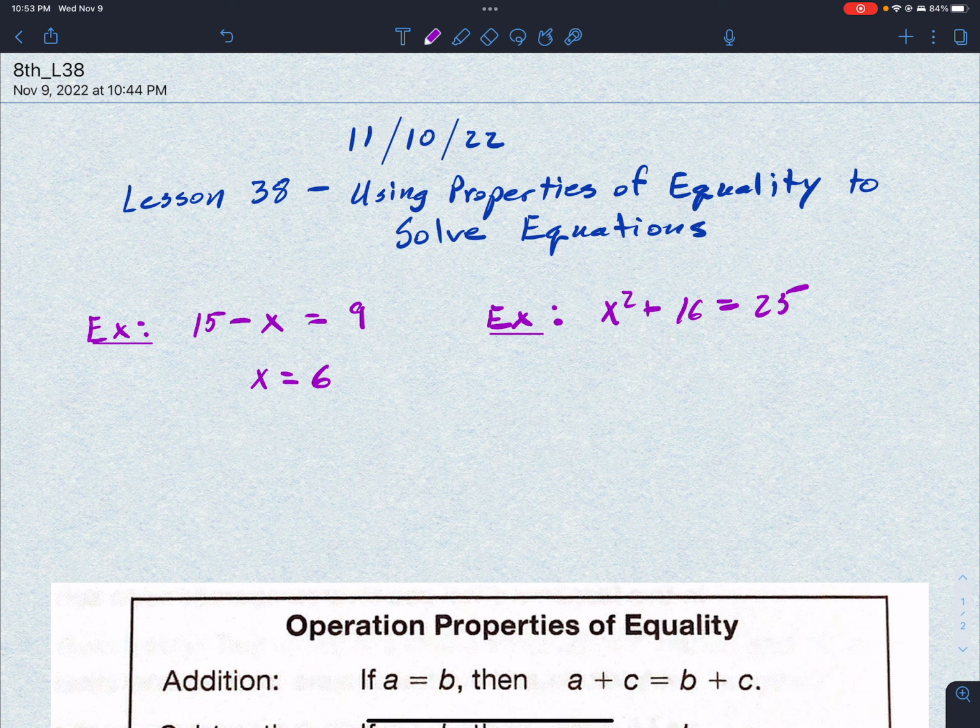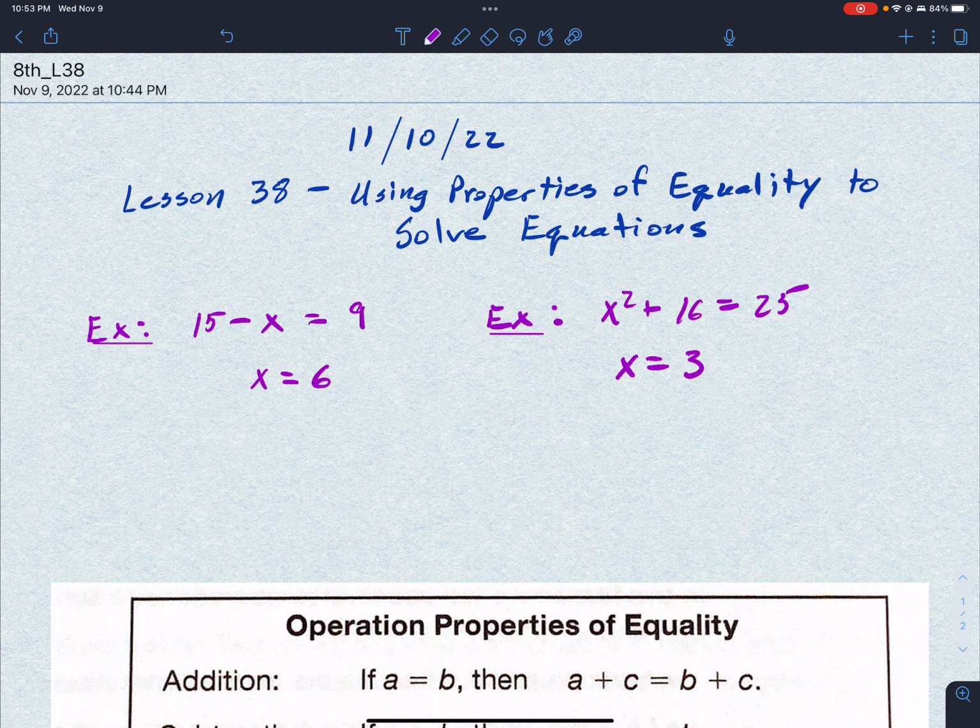And since the numbers are orchestrated very neatly, it was easy to come up with those solutions because you could just think through your multiplication rules in your head and come up with the answer. In this case, if you take 3 and you square it, you get 9, and 9 plus 16 is 25. So x would have to be 3.